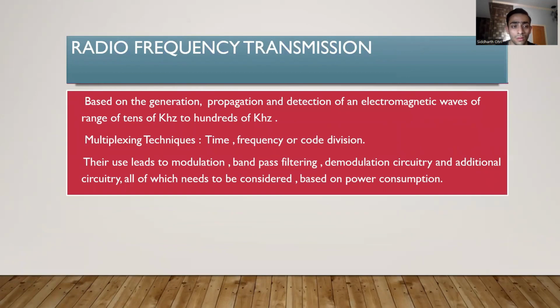Now we would be seeing radio frequency transmission and its explanation. It is based on the generation, propagation, and detection of electromagnetic waves in the range of tens of kilohertz to hundreds of kilohertz. Multiplexing techniques are time, frequency, or code division. Their use leads to modulation, band pass filtering, demodulation circuitry, and additional circuitry, all of which need to be considered based on power consumption.